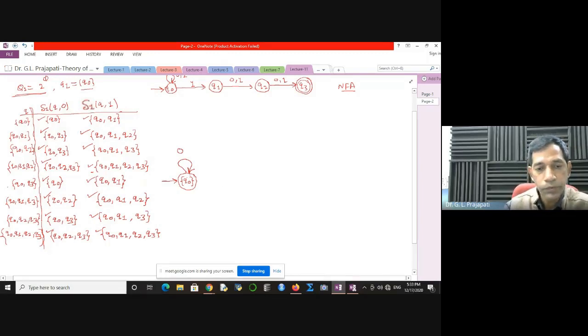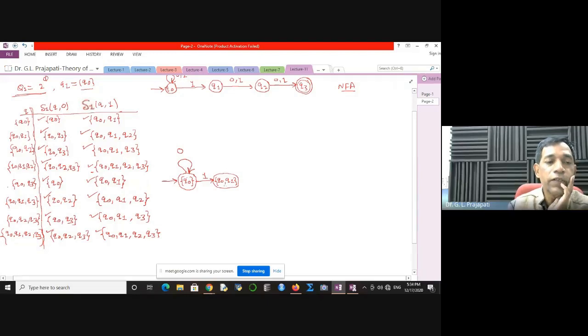Now for the case of 1: if you are at state Q0 and you have 1, where do you go? You are going to the state Q0 Q1. This is the subset you are going to, and this is one state. So for the input 1, you are going to the state Q0 Q1.